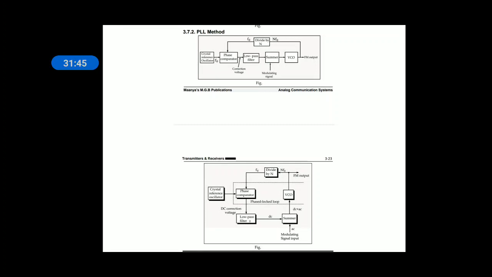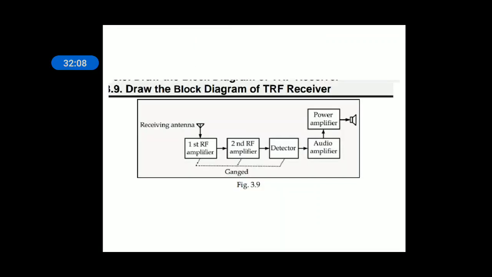When there is positive difference, it generates positive voltage. When there is negative difference, it generates negative voltage, and this voltage is given in addition with the baseband signal, and which is added or subtracted based upon the differences between crystal reference oscillator as well as output of divided by n. In this way FM signal is generated with more stability.